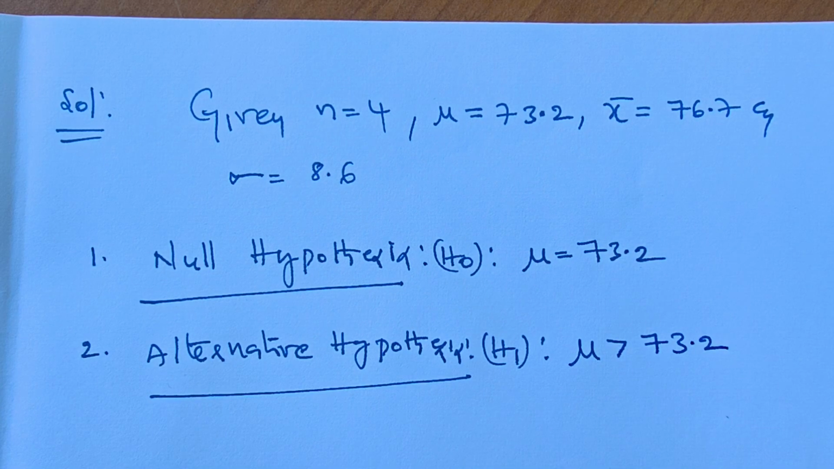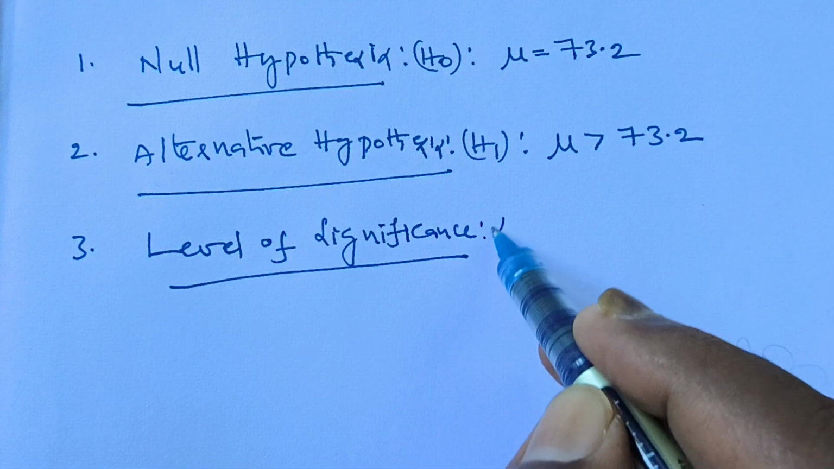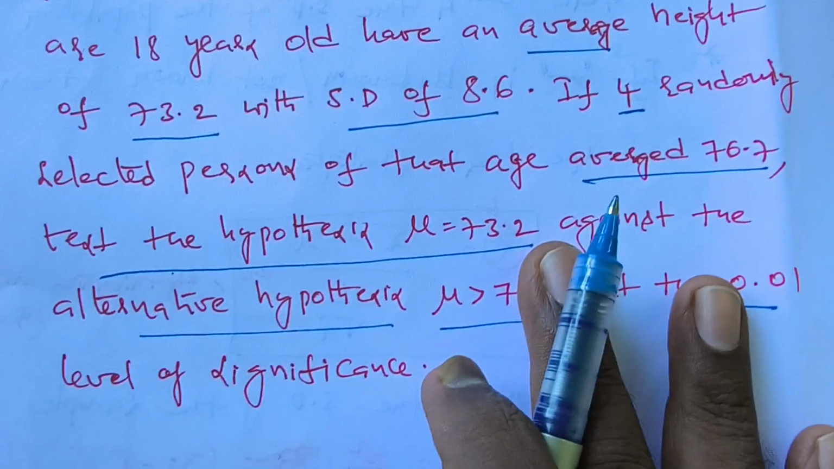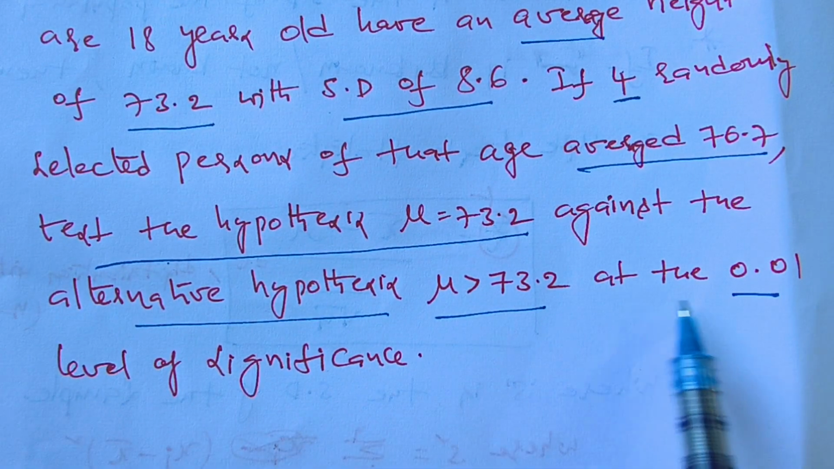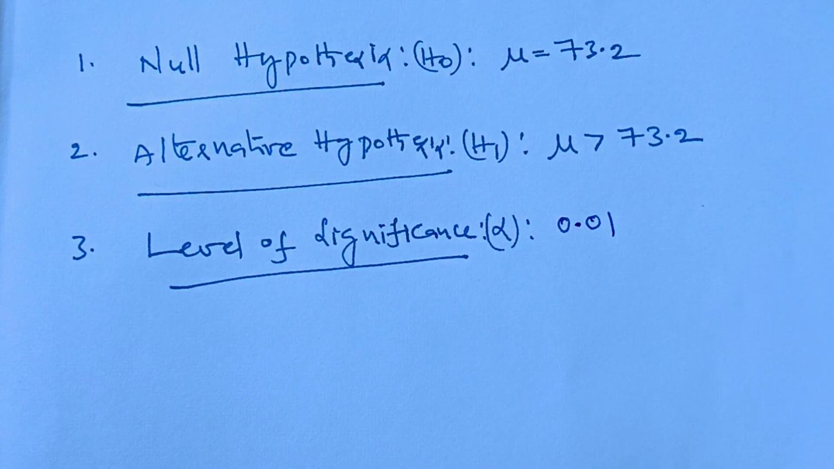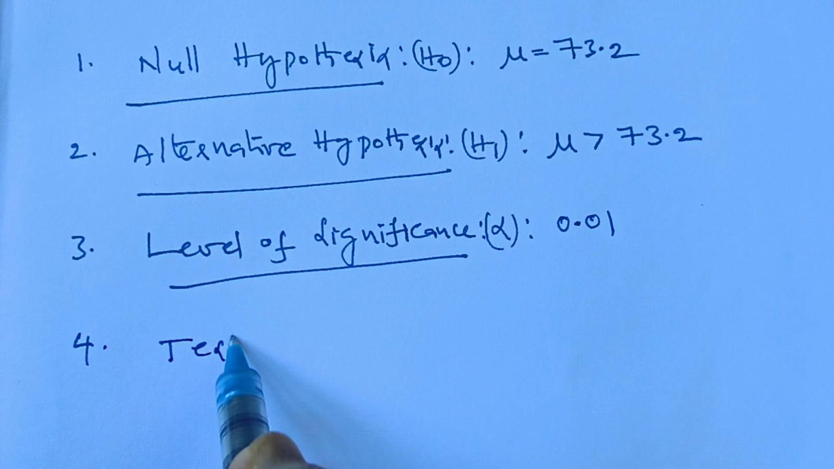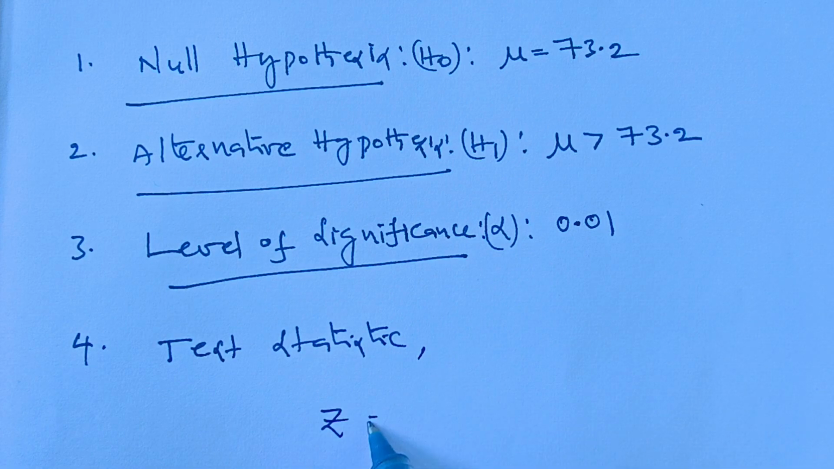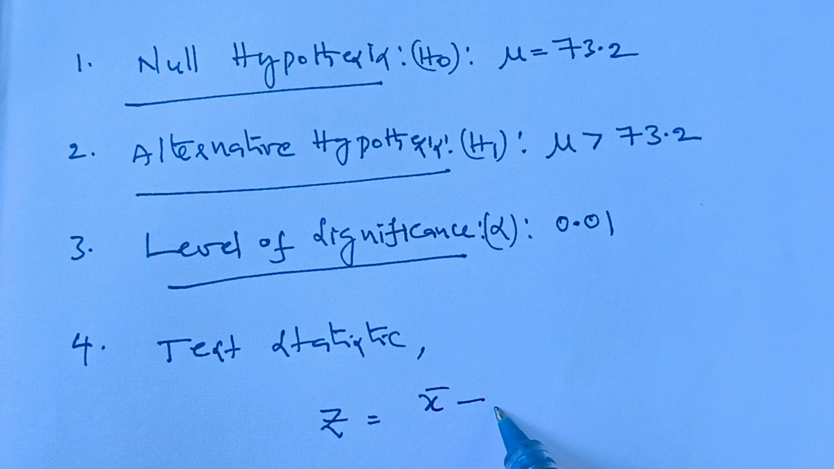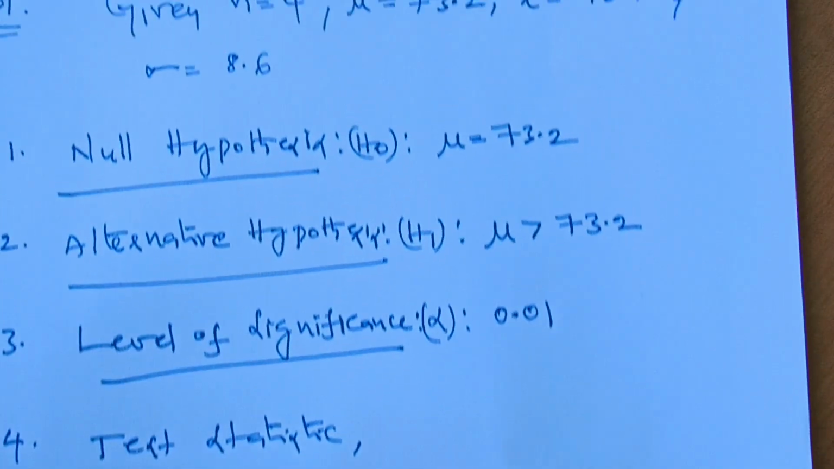This is the alternative hypothesis. Now the third step is the level of significance, always denoted by alpha. The level of significance given is 0.01. Now the fourth step is we write the formula, the test statistic for the normal distribution: z equals x bar minus mu by sigma by root n.